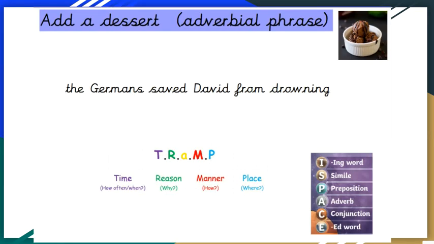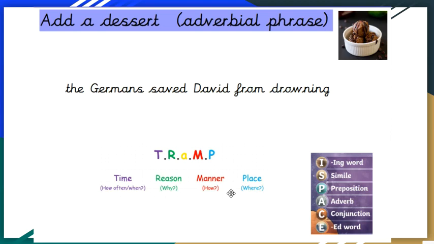Okay, now let's have a go at adding a dessert. We're adding an adverbial phrase to this sentence. So, the Germans saved David from drowning. Now, we had a go at this earlier. Let's see if we can add even more information now. This time we are going to try and add in all of this information down here and make the sentence really long and give our reader lots of information.